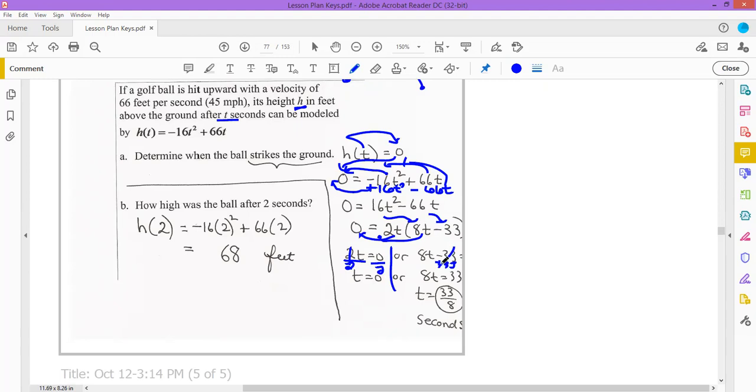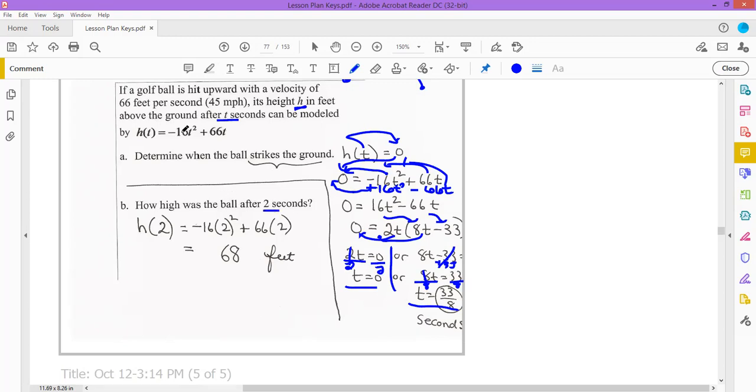The 33's will cancel on the left, leaving 8t. And on the right side, we have 0 plus 33, that's 33. Then we're going to divide both sides of that equation by 8. The 8's will cancel on the left side, leaving t. And on the right side, we'll get 33 eighths. So t equals 0 or 33 eighths. That's part A. The ball will strike the ground at time point 0 and approximately 33 eighths of a second after it's hit. Part B, how high was the ball after 2 seconds?